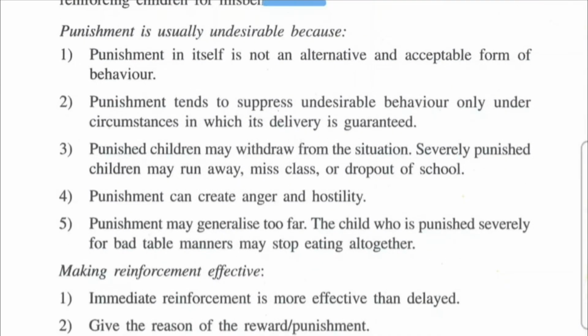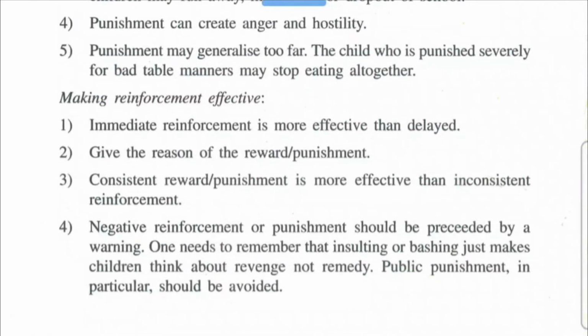However, punishment is usually undesirable because 1. Punishment in itself does not provide an alternative or acceptable form of behavior. 2. Punishment tends to suppress undesirable behavior only in situations where it is guaranteed to be delivered. 3. Punished children may withdraw from the situation. Severely punished children may run away, skip class, or drop out of school. 4. Punishment can create anger and hostility. 5. Punishment may generalize too far. For example, a child severely punished for bad table manners may stop eating altogether.